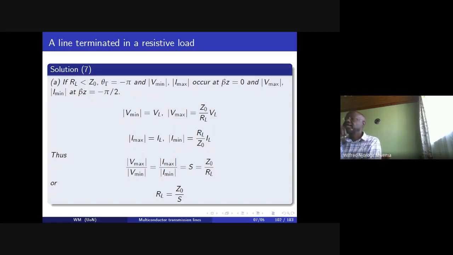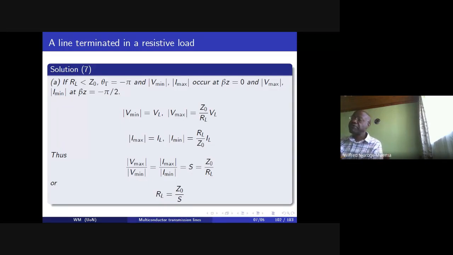That is, it's the same as pi, but we use minus pi to keep in touch with our terminology in the measurement of Z. And this must occur at a value beta Z equal to 0, and therefore Vmax will occur at beta Z equal to minus pi by 2. So Vmin must be the same.